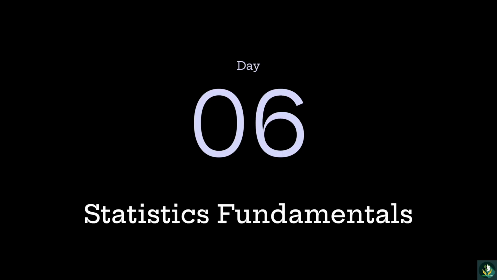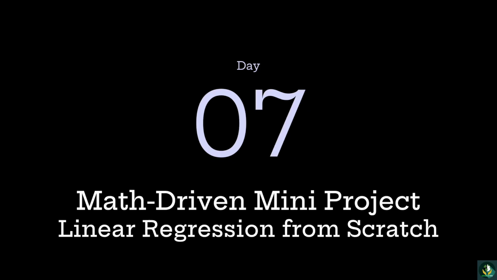So just to summarize, today we learned statistical fundamentals focusing on central tendency, dispersion, hypothesis testing, and confidence intervals. By performing calculations and hypothesis testing, we gained hands-on experience with data analysis and decision-making techniques. And these are very important for some of the things that we'll be doing in the next few weeks. Day 7, math-driven mini project, or linear regression from scratch, is what we're going to do here. So there'll be three different things that we need to learn before even starting this.